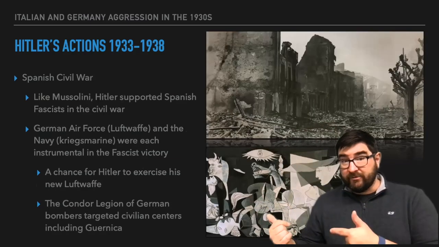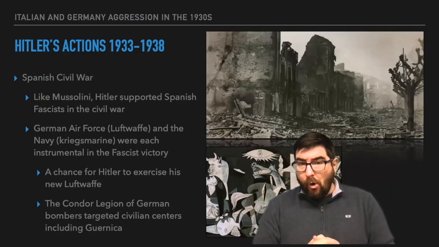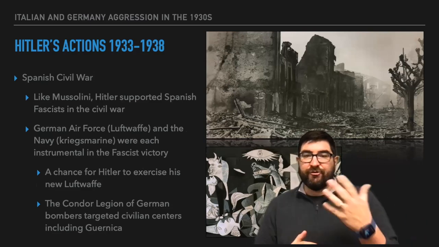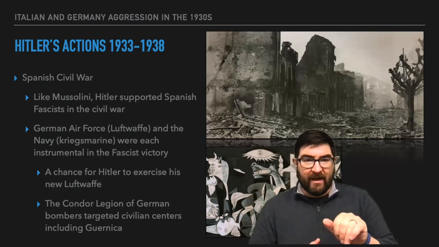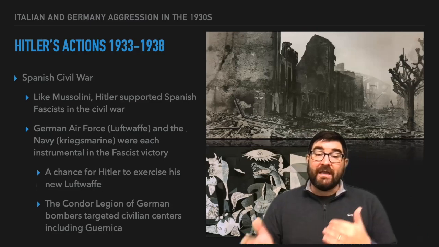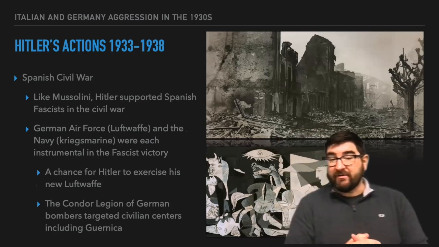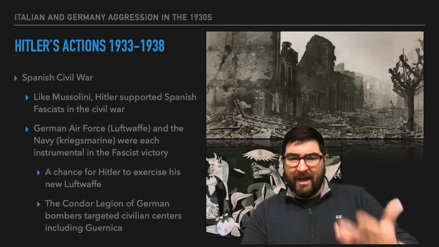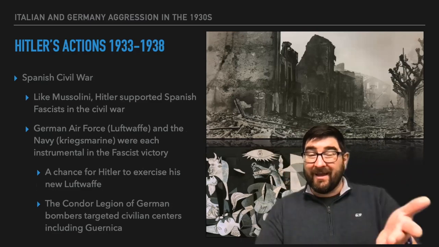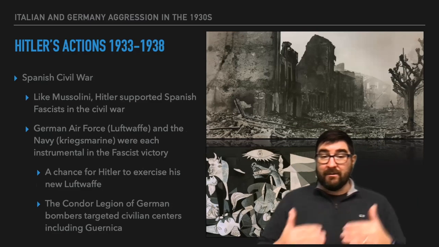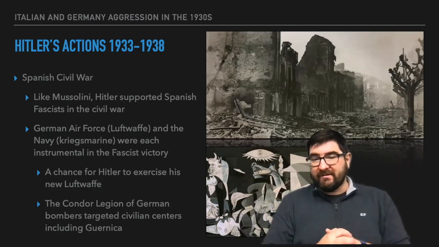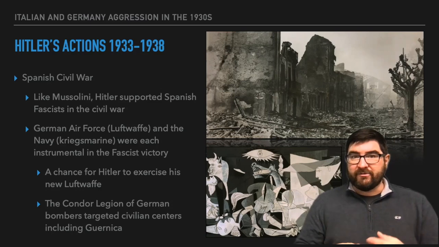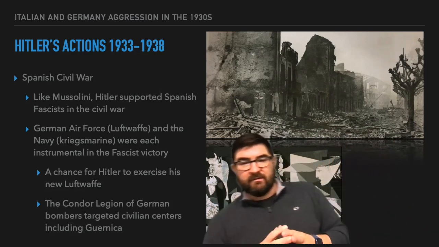Adolf Hitler, like Mussolini, will join the Spanish Civil War to support the fascists under Francisco Franco. The German Air Force, we call that Luftwaffe, and Navy were each instrumental in the fascist victory. This gave Adolf Hitler a chance to exercise his pilots in his new planes. The Condor Legion of the German Luftwaffe would bomb civilian centers and targets, including the town of Guernica that was immortalized by Pablo Picasso. And we can see that behind me.